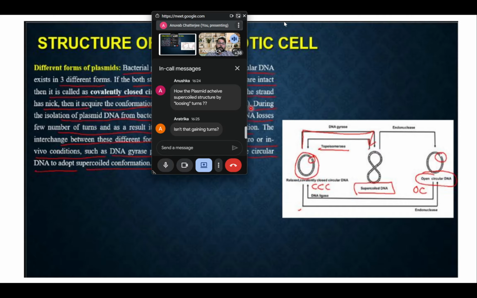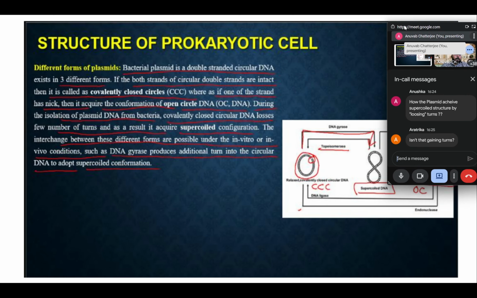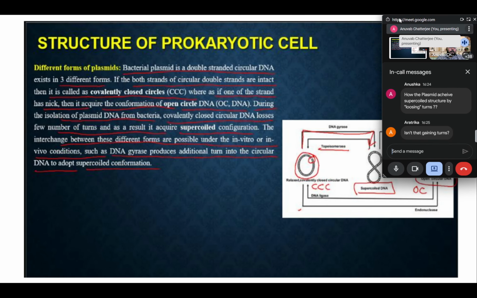Okay. And Aratrika has asked, isn't that gaining turns? Maybe I answered it with the topoisomerase explanation, but if you have anything else, Aratrika, you can ask again if you want to know anything more.